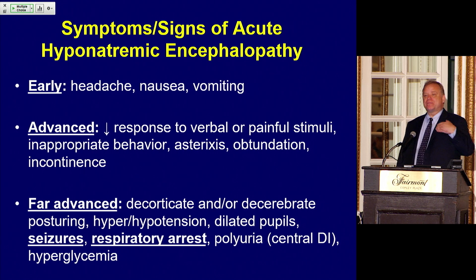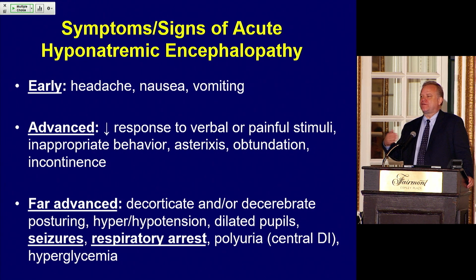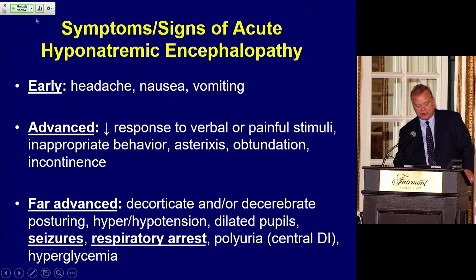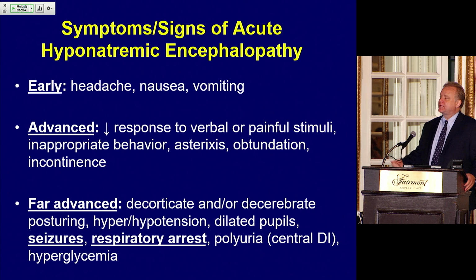It's important to remember the symptoms and signs of acute hyponatremic encephalopathy. These don't really, however, follow a very ordered progression. So somebody can come in with just headache, nausea, and vomiting, and then will suddenly have a seizure. But clearly, that's about 100% of patients with acute hyponatremia. If you ask them, they do have a headache, nausea, and vomiting, or one of those 3 symptoms.